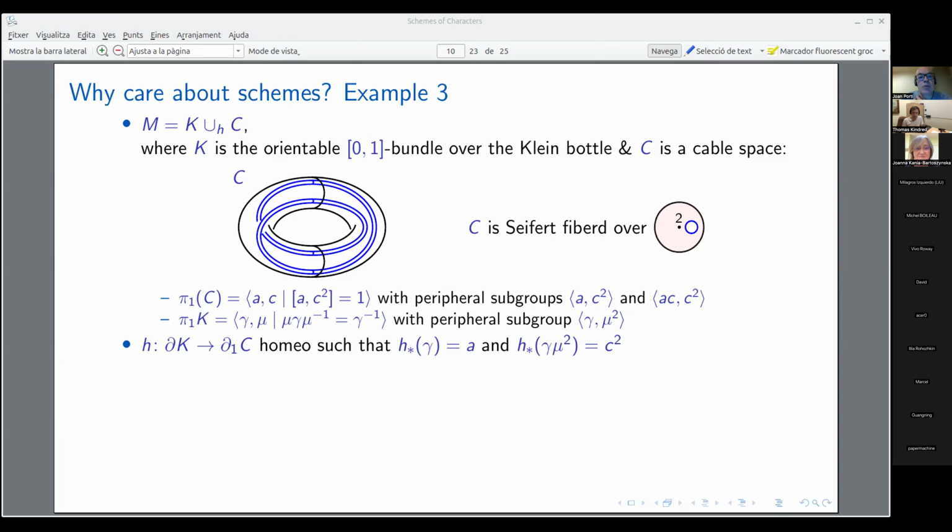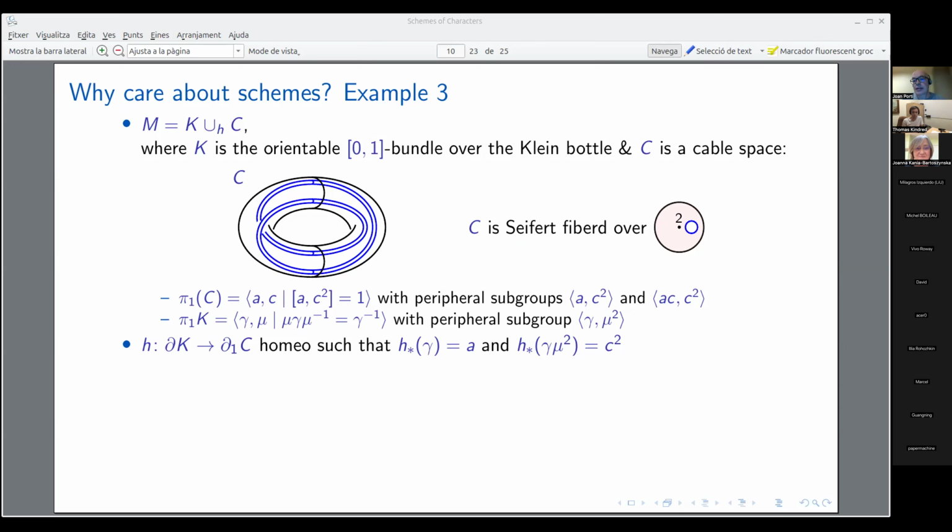And in fact, what we do is we glue one of the boundary components of the cable with this manifold, the orientable interval bundle over the Klein bottle. Okay, that's the manifold we construct. So the question is, which one of the components? It doesn't matter. It's reversible.